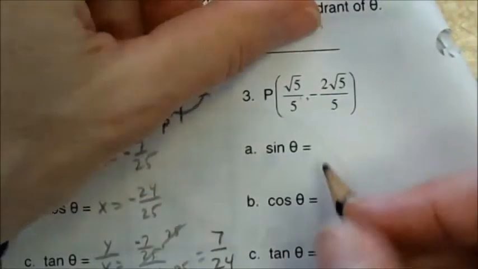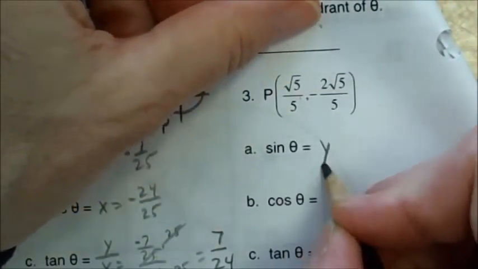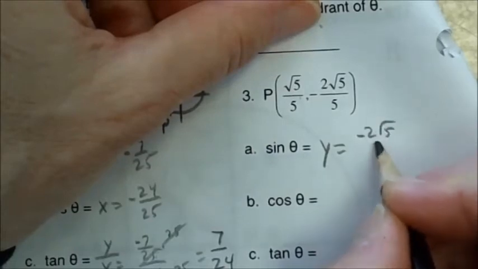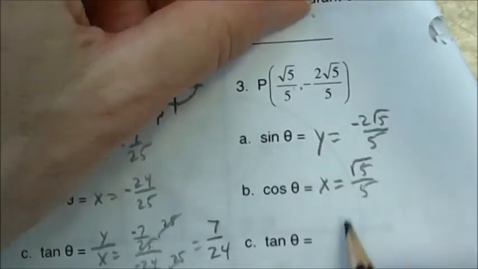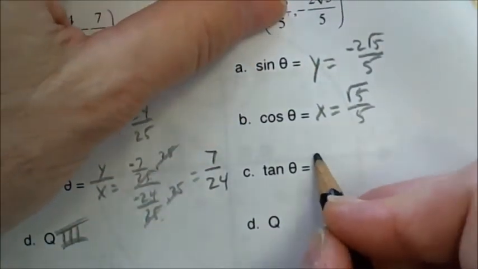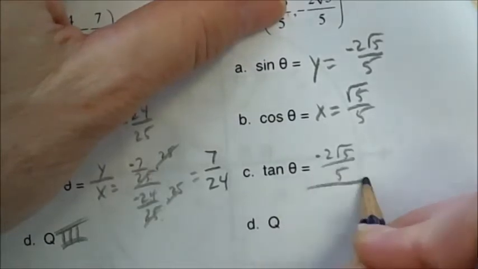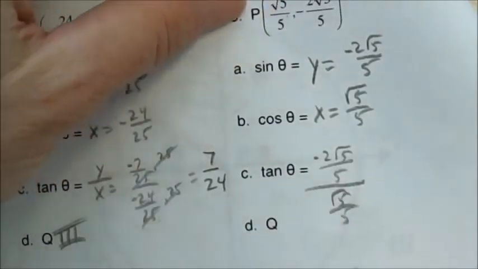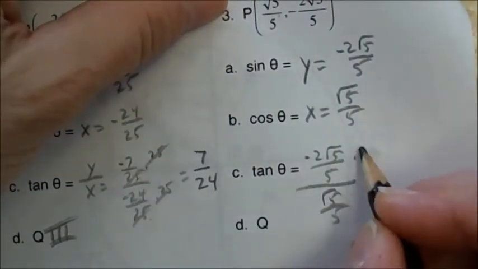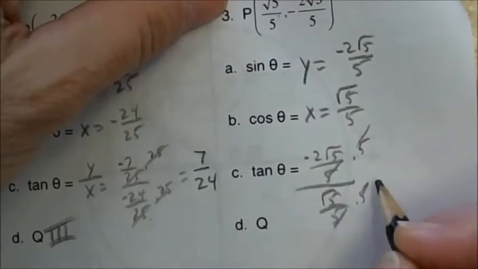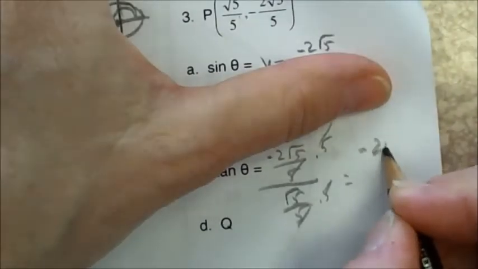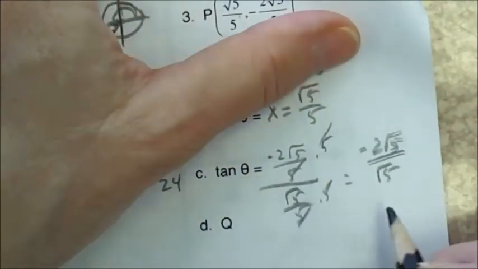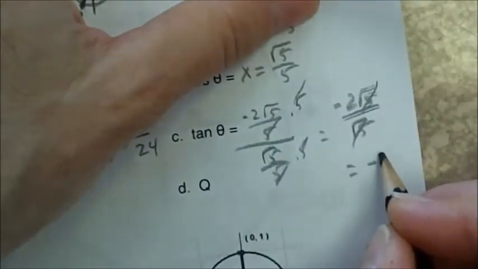The next one, I'm not going to draw this because we already know sine is the y value. The y value is negative 2 square root of 5 over 5. The cosine is the x value, which is the square root of 5 over 5. And the tangent is y over x, negative 2 square root of 5 over 5 divided by square root of 5 over 5. If we multiply the top and the bottom by 5, canceling out the 5s, we get negative 2 square root of 5 over the square root of 5. Those square root of 5s cancel, so all we're left with is negative 2. So the tangent is negative 2.